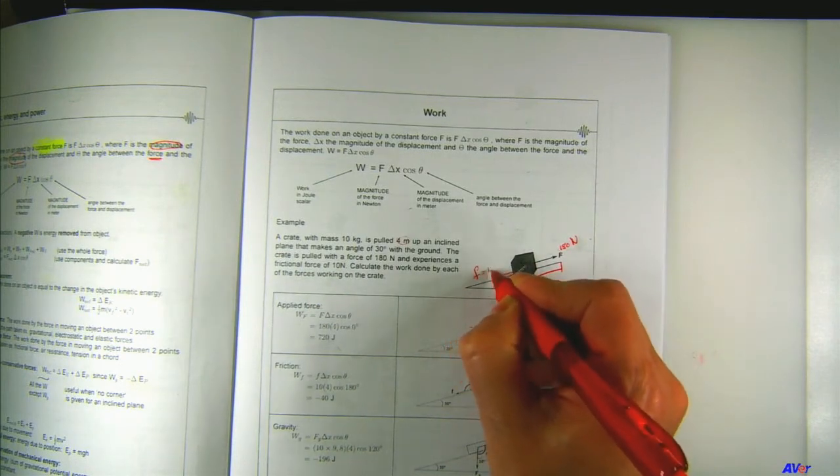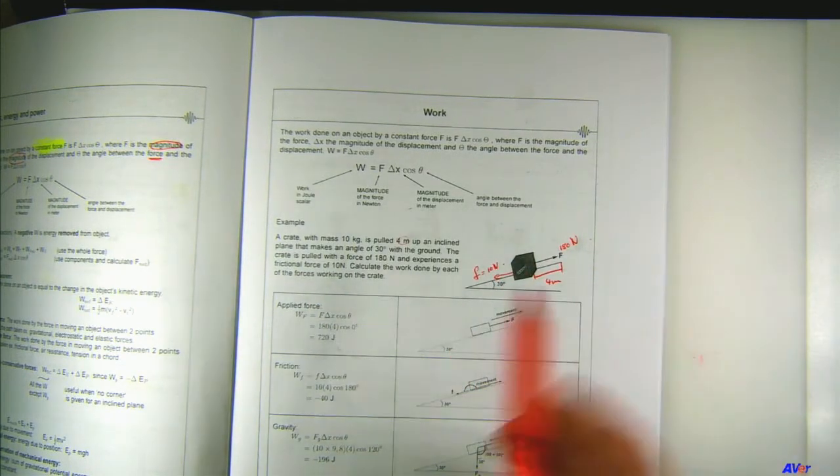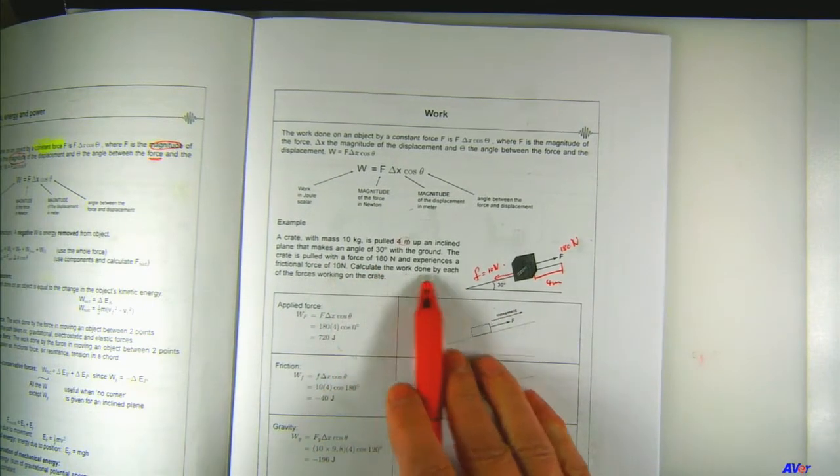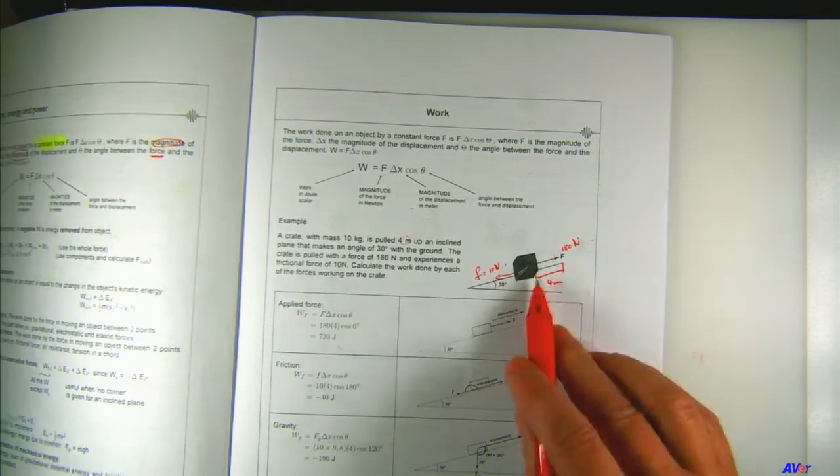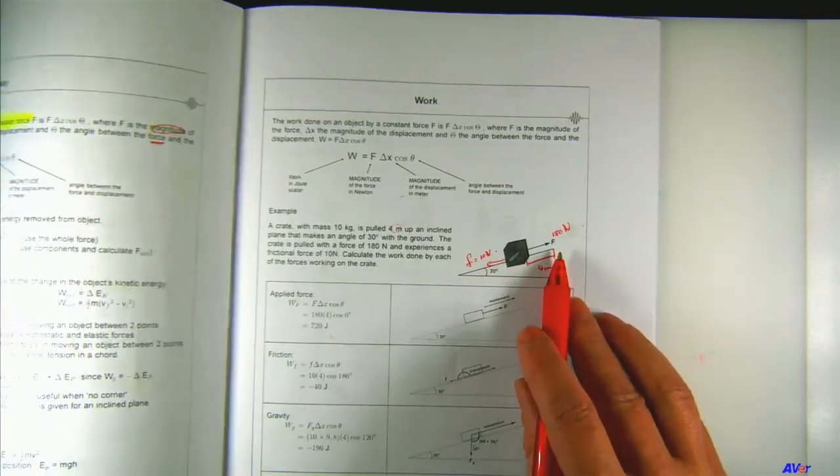So that will be in the opposite direction. And now I ask you, calculate the work done by each of the forces working on the crate. So let's start with the first one. We start with the applied force.